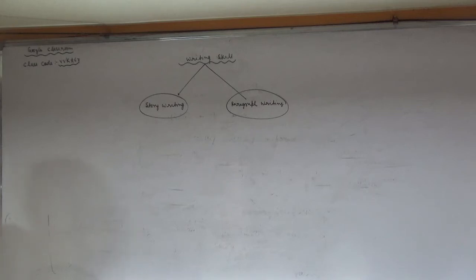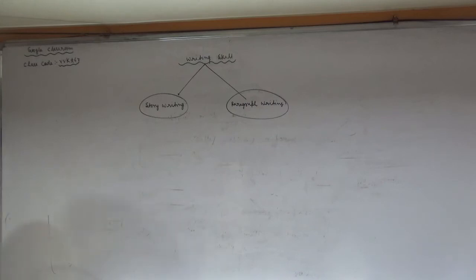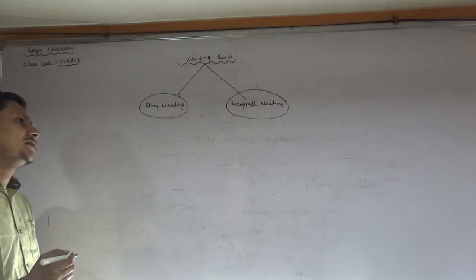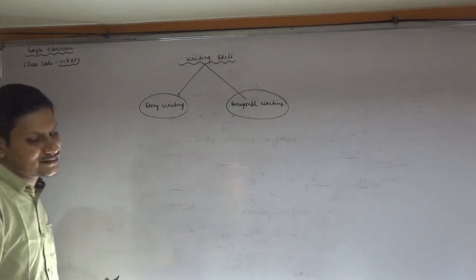Both consist of 10 marks. After that, for story writing, points will be given. You can easily develop it. For paragraph writing, you have to think and write with your imagination, with your special ability of writing. You have to develop the paragraph.